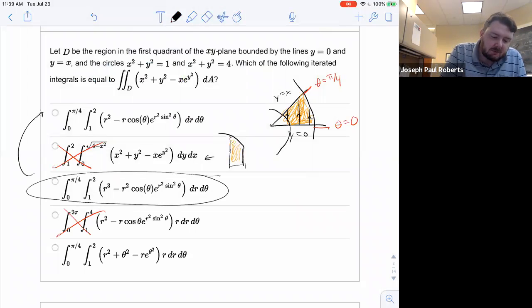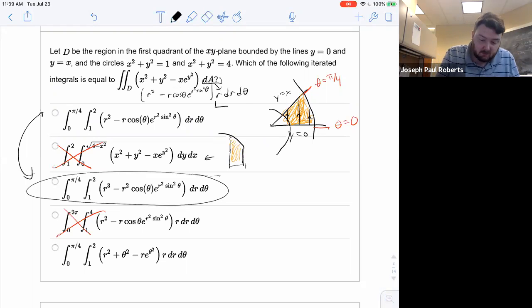This is very close to that one. The only difference is this one is missing the extra factor of r that needs to come in as part of dA. So this is r squared minus r cosine theta e to the r squared sine squared theta once you sub in the appropriate formulas. But then dA is r d theta dr, or dr d theta. It doesn't really matter. I guess we did the choices as dr d theta. But yeah, don't forget that extra r.